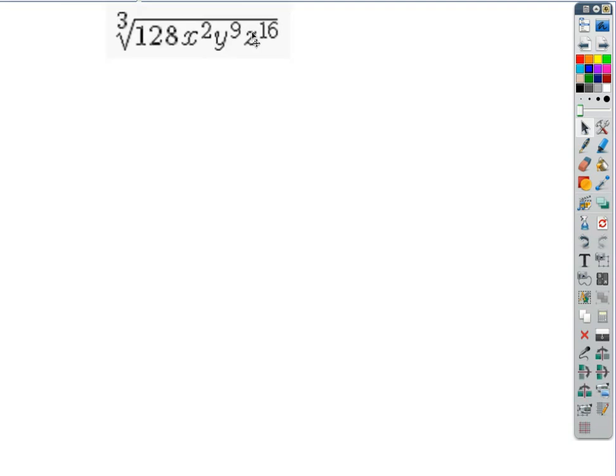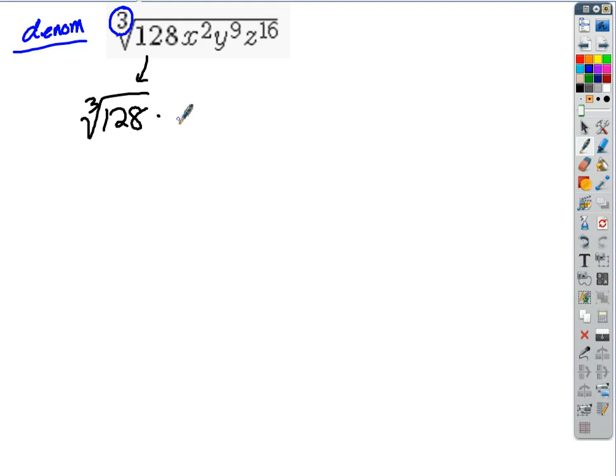What we're going to do is break this up into pieces, the logical pieces. We've got the number part, the x part, the y part, and the z part here, right? So let's separate this out into the cube root of 128 times x to what fractional power? Well, the 2 over 3. Now here's the index, right? So that's always going to go in the denominator, right?